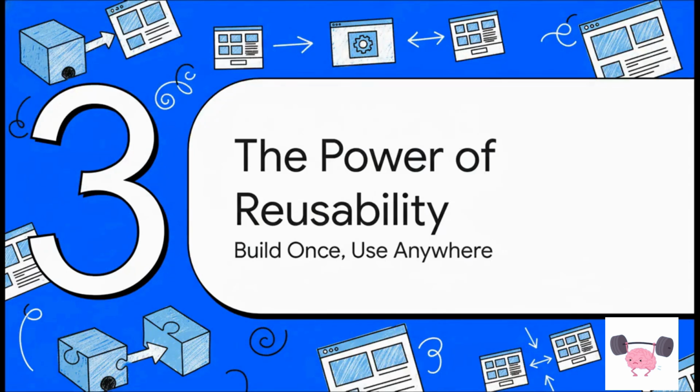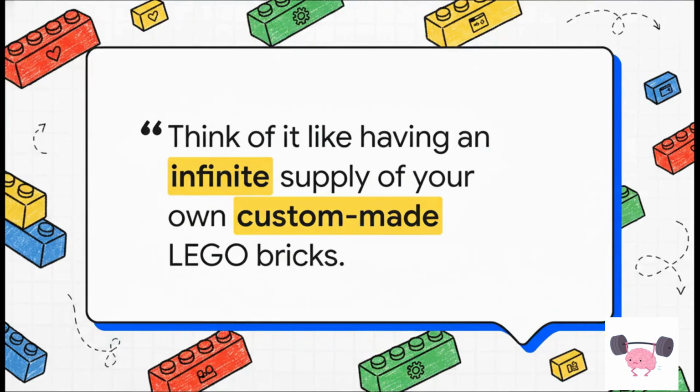Okay, now we get to the real magic, the superpower, the one thing that makes components an absolute game changer for how we build websites, and that is reusability. This is the core concept right here. Think about it. Once you've designed and built a component, let's say the perfect like button, you are done. You never have to build it again. You've basically created your own custom-made Lego brick, and now you have an infinite supply of them. You can pop that button wherever you need it, as many times as you want.